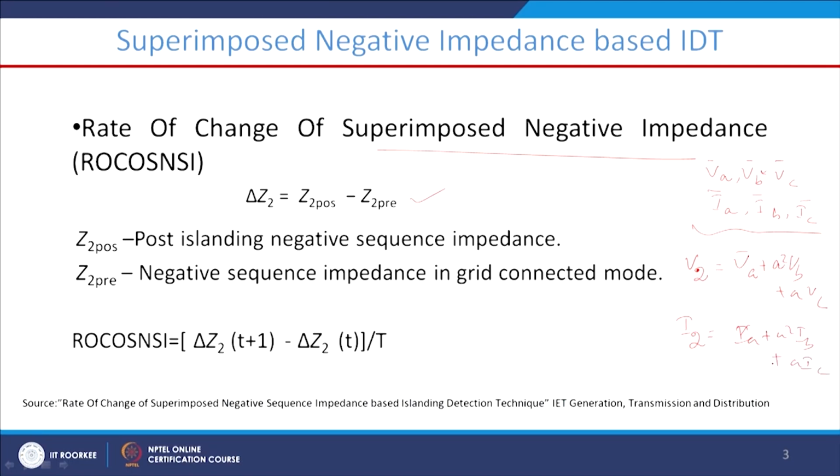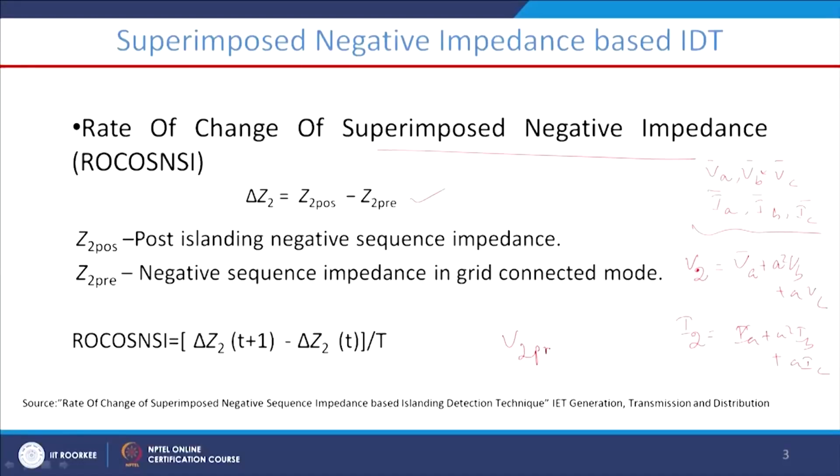Here I just want to mention one point: mostly our distribution network is unbalanced in nature. Due to the presence of single phase loads, unbalancing occurs, and due to that, the negative sequence voltage and negative sequence current are both present even before the disturbance or before the islanding mode of operation.